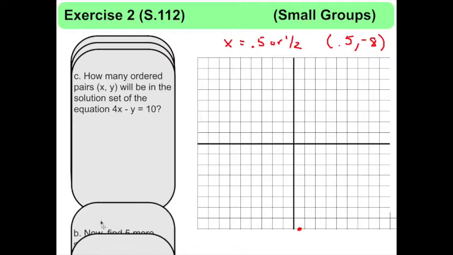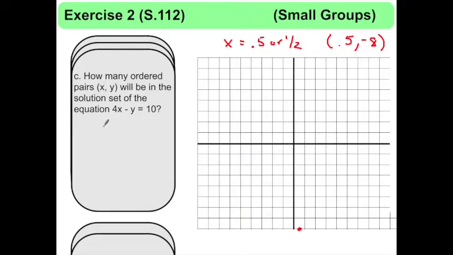In part C, they want to know how many ordered pairs x and y will be in the solution set for this value. We're hoping the students would say that there are infinitely many, or what we might say is all real numbers. In other words, it doesn't matter what I choose for x, I'm going to get a y value. There will be a point on the graph that is going to end up being graphed.